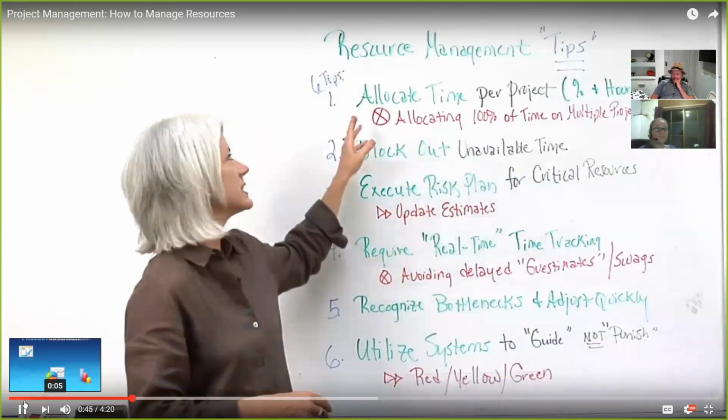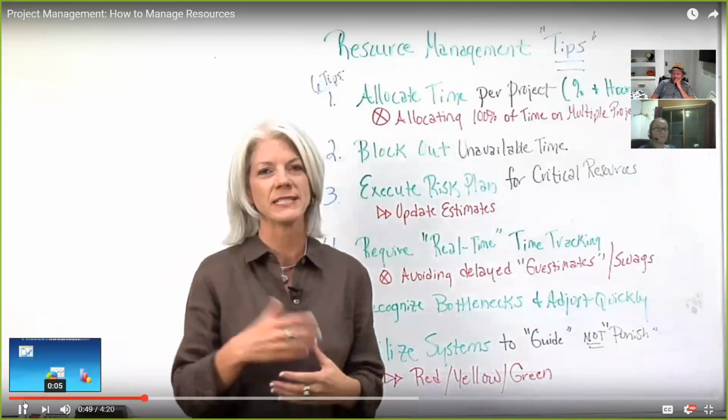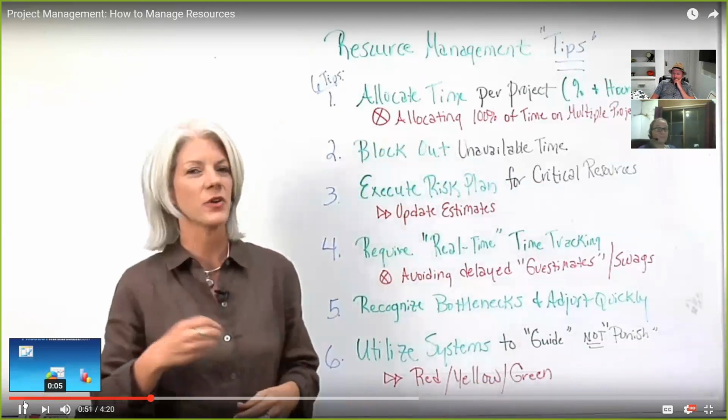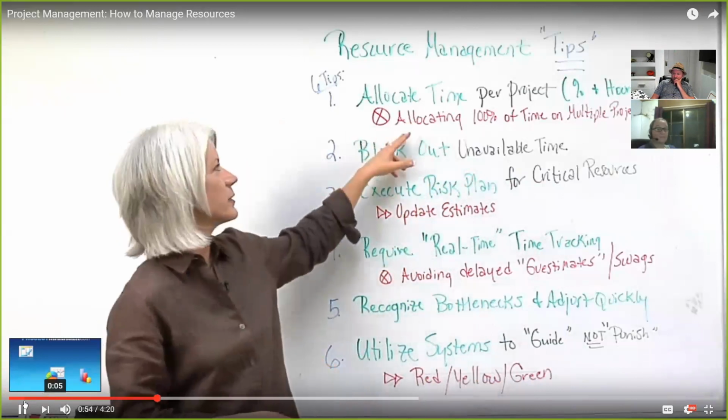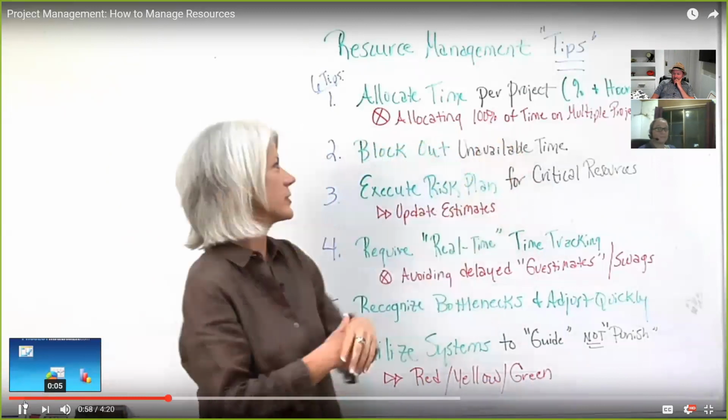So it's important to allocate time per project, either in a percent and convert that to hours that you can assign them on your project. Therefore, you prevent allocating 100% of their time on your project when they're spread across multiple projects.